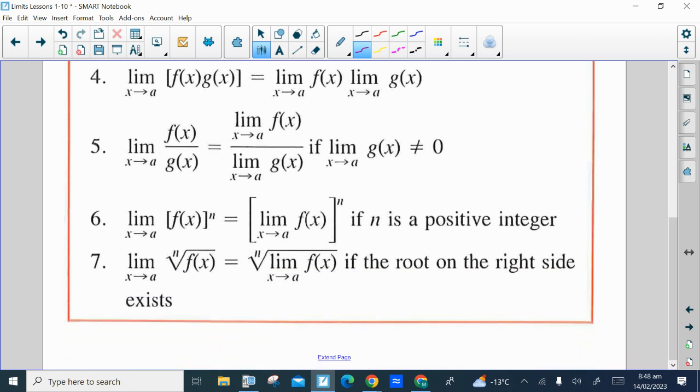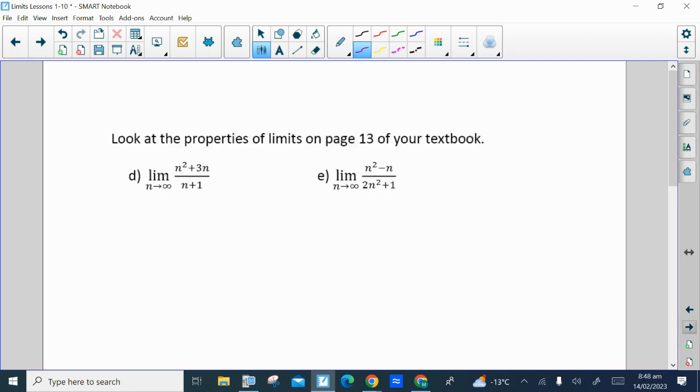Okay. And then number 6 says the limit as x approaches a of some function f of x to the power n can be the same as the individual limit as x approaches a of f of x, to that whole thing to the power n. So you see the patterns here, right? We're kind of using the distributive property in these cases. Same thing with the root one. So we can use these properties of limits to help us evaluate limits.